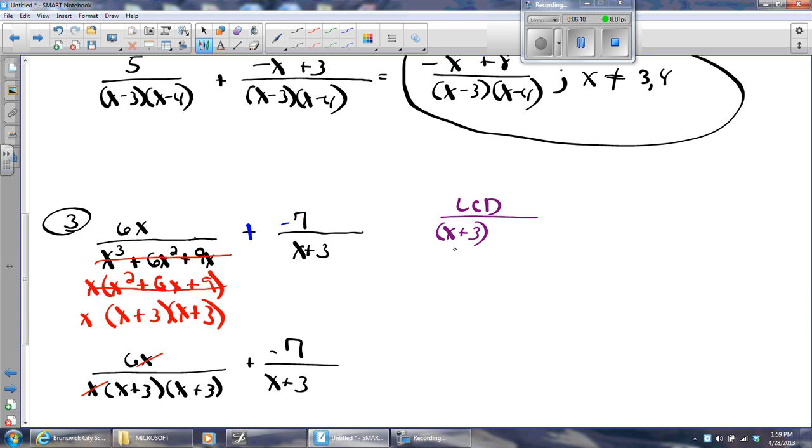All right, x plus 3, I can take care of one of those and one of those. But I still need another one of those. So I'll put it over here. The x plus 3 times x plus 3 is my LCD. So my second fraction is missing an x plus 3 in the denominator.